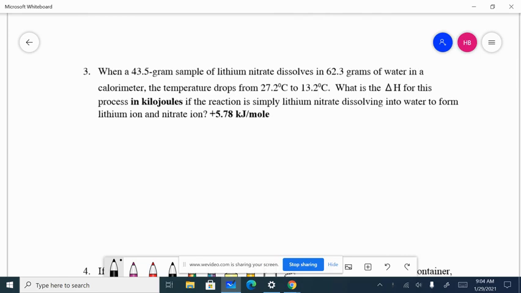Okay, let's continue on with our next example. When a 43.5 gram sample of lithium nitrate dissolves in 62.3 grams of water in a calorimeter, the temperature drops from 27.2 to 13.2 degrees Celsius. What is the change in enthalpy for this process in kilojoules, if the reaction is simply lithium nitrate dissolving into water to form lithium ions and nitrate ions?